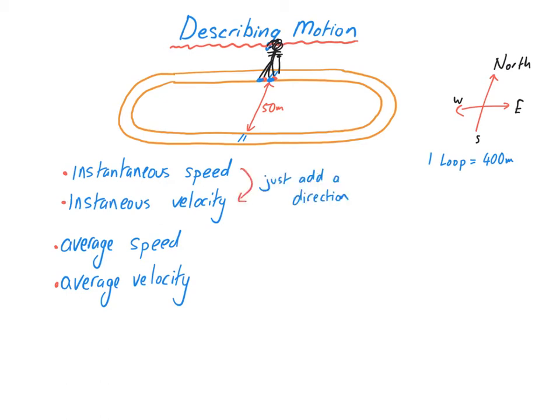So the key points here, to move from instantaneous speed to instantaneous velocity, all we need to do is add a direction. However, average speed and average velocity are very different. One takes into account the total distance divided by the total time, whereas average velocity is the displacement, which is the change in position over time.